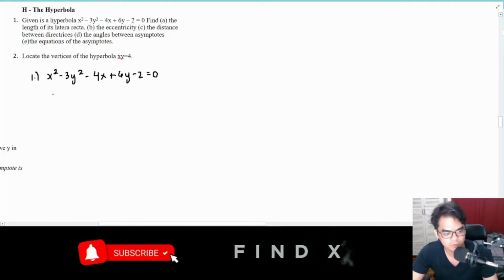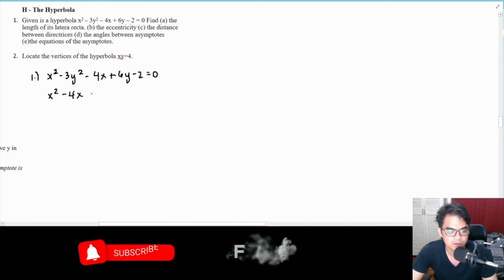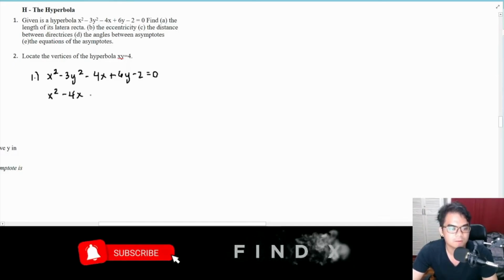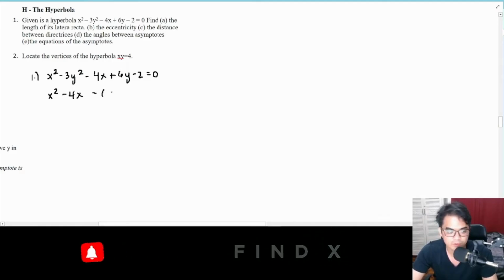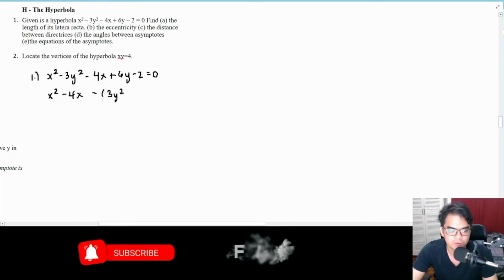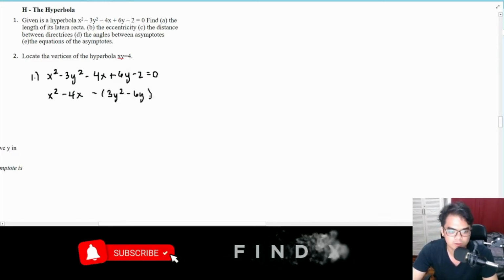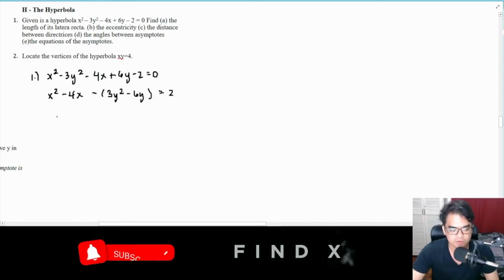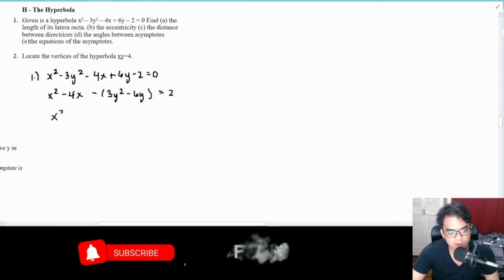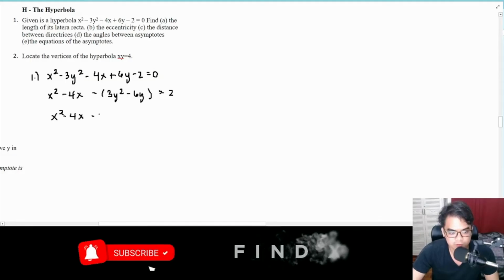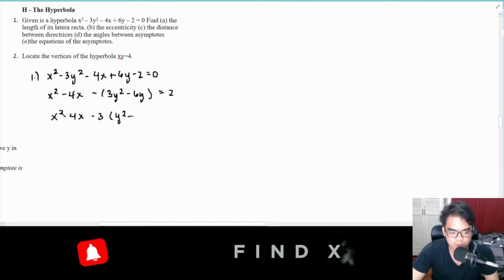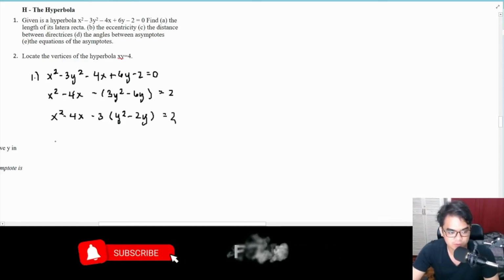So x squared minus 4x, and then minus, I will factor out the negative, so you will have 3y squared minus 6y. And then the negative 2 will be transposed to the other side. So x squared minus 4x minus, you can factor out 3, so you'll have y squared minus 2y equal to 2. And then let's do completing the square, or CTS.